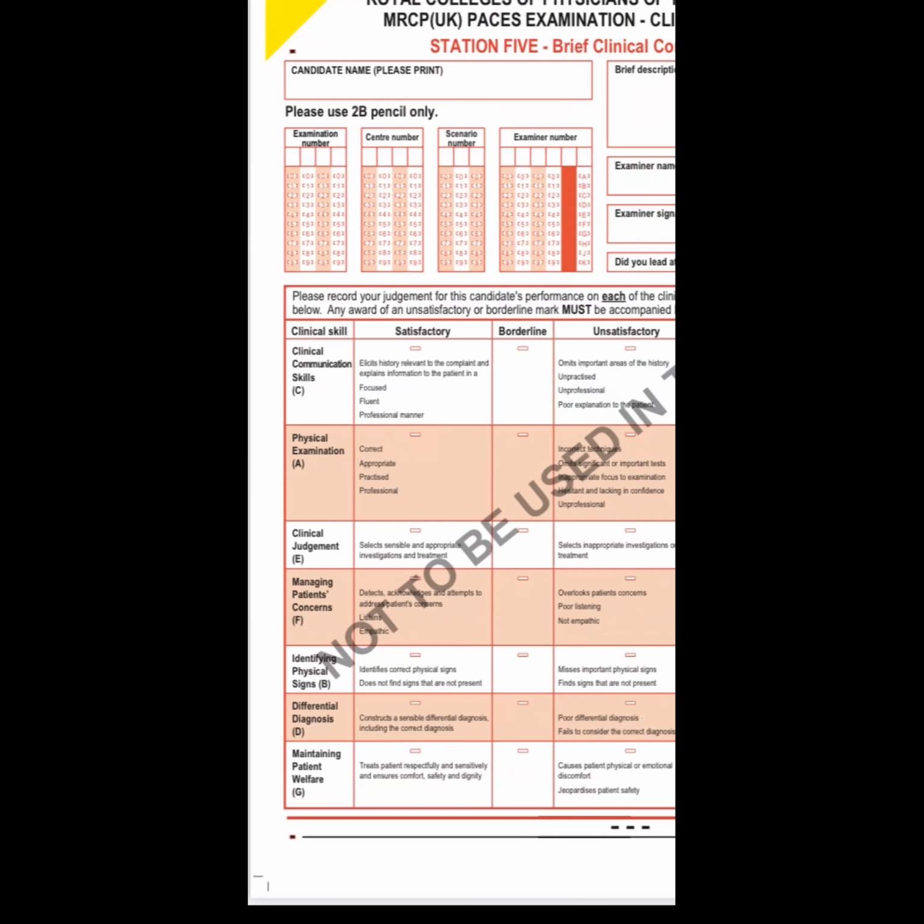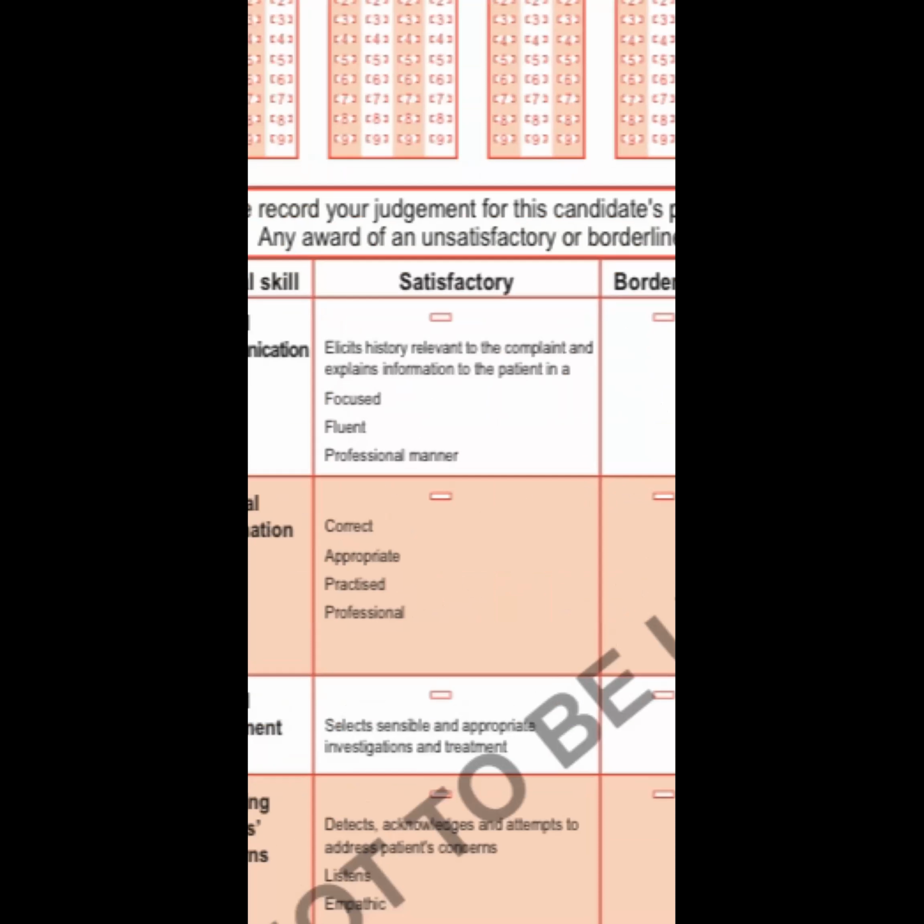This is the assessment sheet the examiner is going to use to score you in session 5. In order to get the full mark in session 5 in communication skills, you have to elicit relevant history and explain information to the patient in a focused, fluent, and professional manner. Your history should be targeted, not like in session 2.